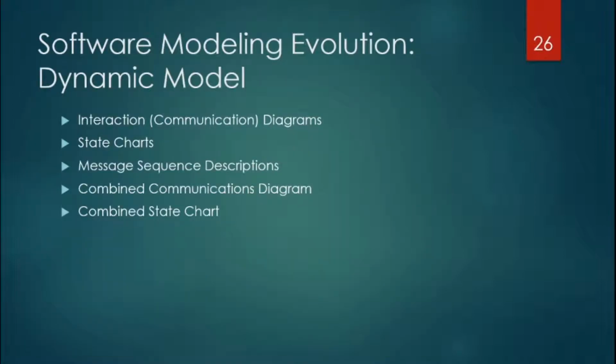The dynamic model of our system involves an interaction diagram for each use case, a state chart for each use case in which an actor external to the system is interacting with the aggregate system, a short description of each of those state charts, a combined communications diagram, and a combined state chart.